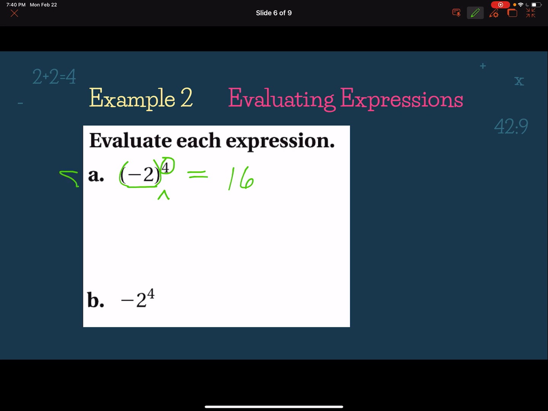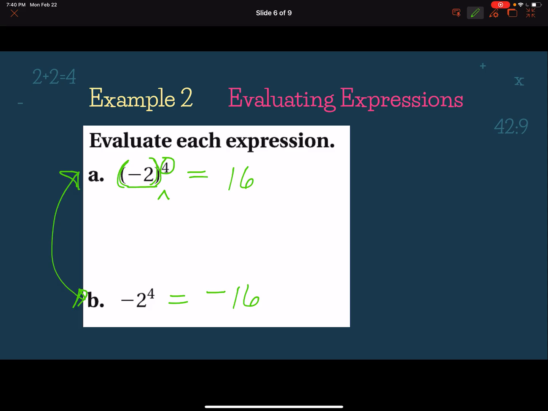Now, look at the difference between A and B here. Notice we have parentheses around the -2 in A, but we don't in B. Okay, that could mean a difference. So when you're putting it into your calculator, you don't have parentheses, you just have the negative sign out here in the front. And notice once you put that in, what you get in your calculator is going to be a -16. So whether it's in parentheses or not can affect your answer. Make sure you're looking at that closely.